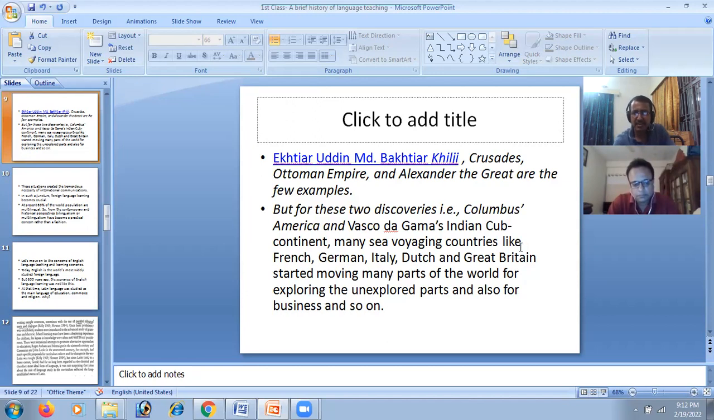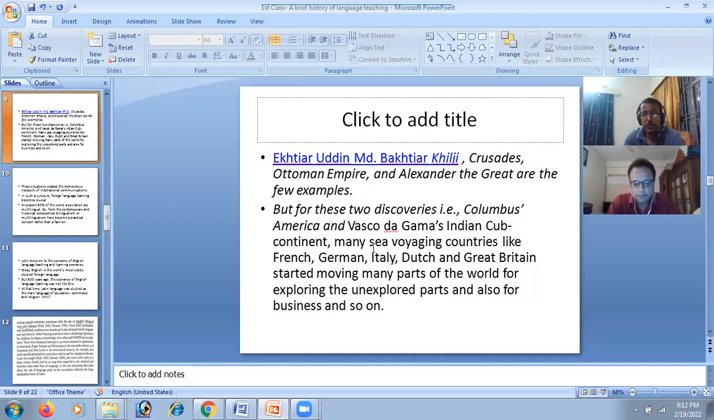Many voyaging countries like France, Germany, Italy, the Dutch, and Great Britain as well started to move here and there. What's the purpose? The purpose is to explore the unexplored horizon of this world, to explore the unexplored continents and parts of this world on one hand. On the other hand, they started to do business.